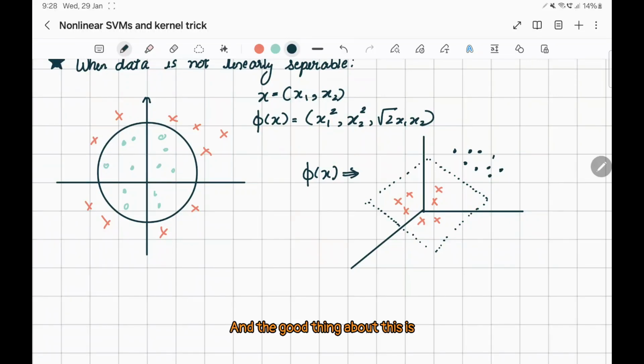And the good thing about this is that the space where the concept of the dot product is well defined is usually called the RKHS, or reproducing kernel Hilbert space. And as I was saying, the good thing about this is we simply need to know the dot product.